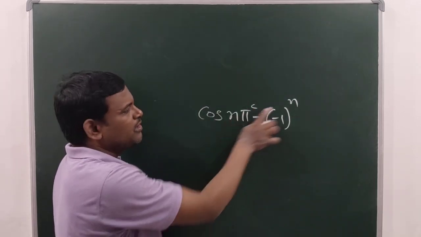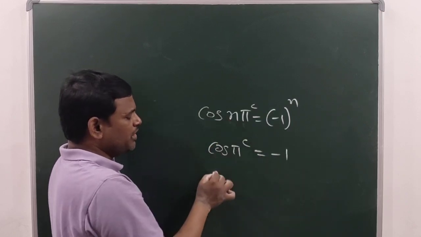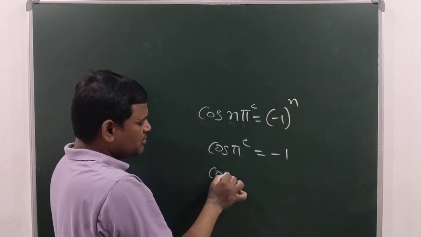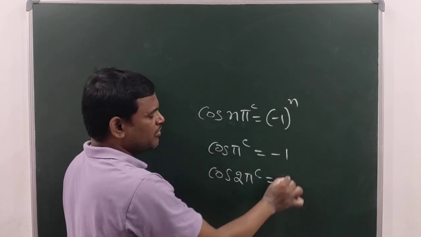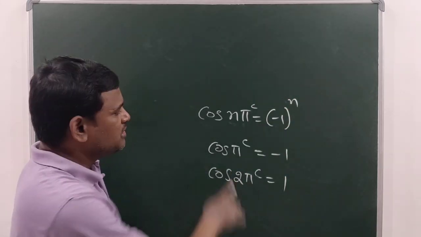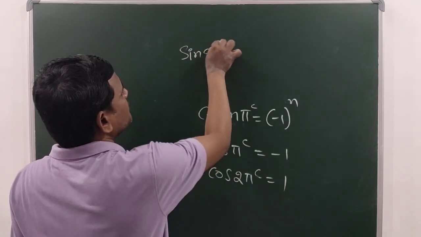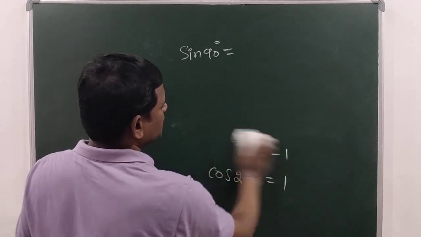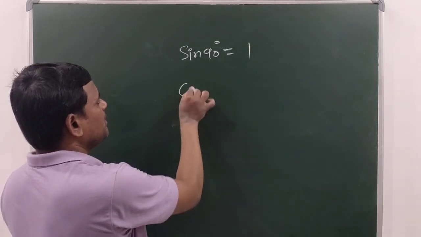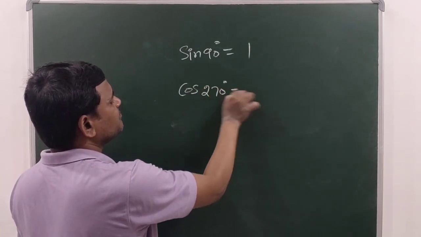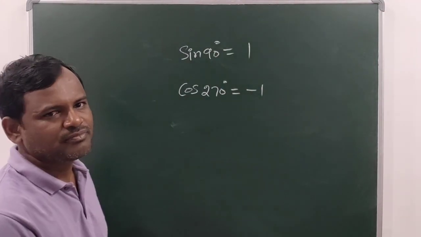If you write n equal to 1, the result will be minus 1, where n belongs to integers. So cos of 2 pi radians means write n equal to 2. Minus 1 whole square becomes 1. You can answer this kind of questions. Okay, even sine 90 degrees is equal to 1. And similarly cos 180 degrees is equal to minus 1 will come.